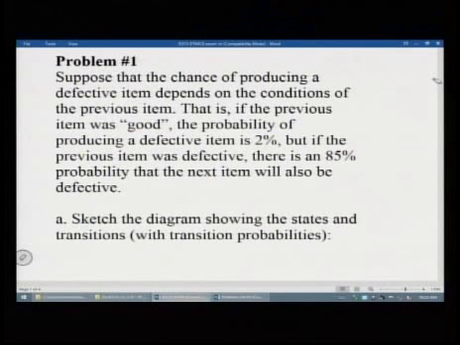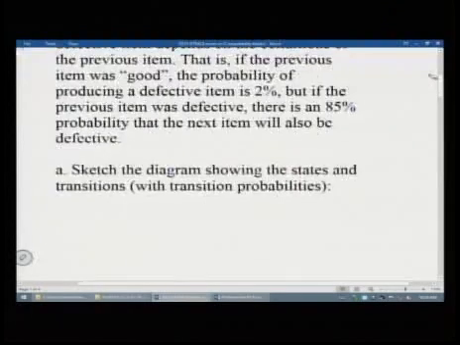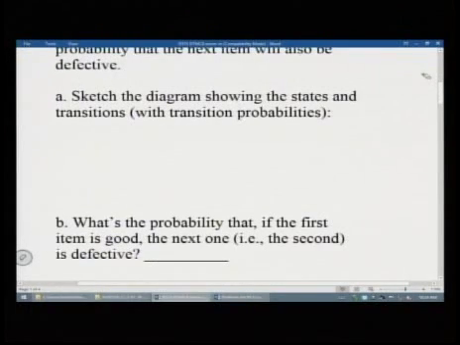Okay, so if we say that the process is in state 1 when the item is good, and state number 2 when the item is defective, then this is a two-state Markov chain, right? Where the transition diagram would be, let's say, here. We have 1 and 2 like this. So this stands for good item and defective item.